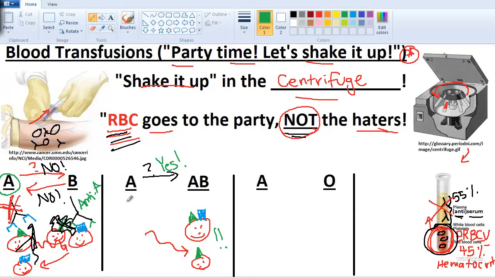What about the other way around? If we look at A, he had the anti-B antibody just sitting right over there. So it's hating against the B hat. So if this guy was to start to swim over, this anti-B antibody would attack that hat and there'd be coagulation. So this way, no, you can't do that.